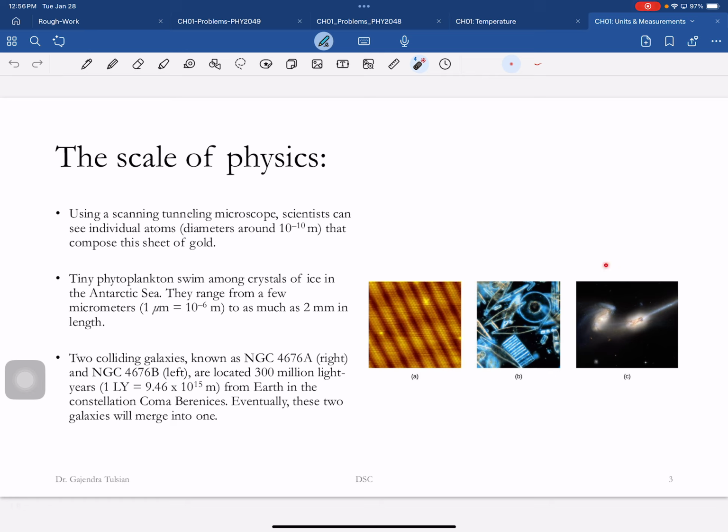So here's a slide that shows you various scales that we study. Those bright dots represent atoms. The size of an atom is roughly 10 to the minus 10 meters. Here are microscopic living things. These are phytoplanktons, and their size is about 10 to the minus 6 meters. That's 10,000 times bigger than an atom. So you can put 10,000 atoms next to each other, and that's how big those are.